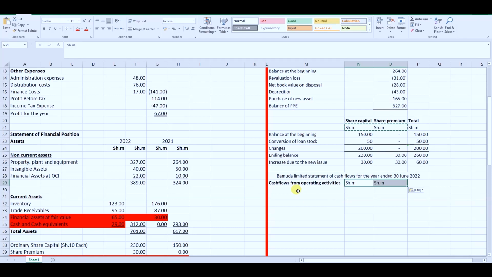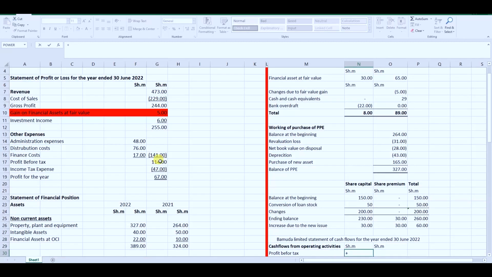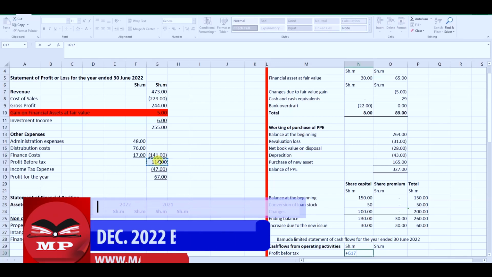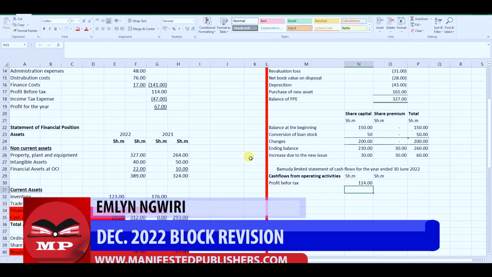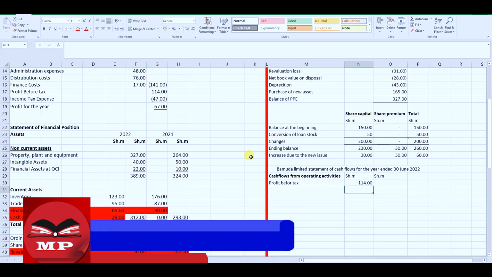So we start off based on IAS 7, profit before tax. Profit before tax, we pick it plus this one. You can see it over here. This is the value over here. We're talking about the statement of profit and loss. It's 114. So we pick that, enter, and then we proceed on to do the adjustments for non-cash incomes and expenses.